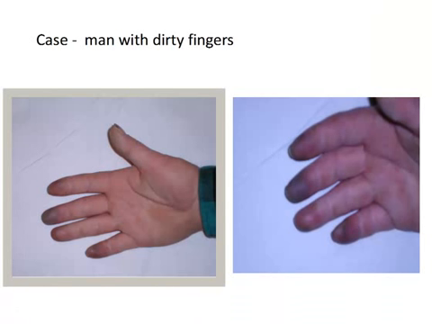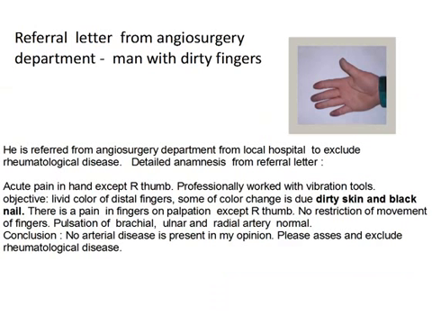Case of man with dirty fingers. This picture represents our patient. Man, 57 years old, with low socio-economical status, generally healthy, smoker, with pain continuing for 3 weeks. Pain is prominent in his right hand, and you see purple color of distal fingers.